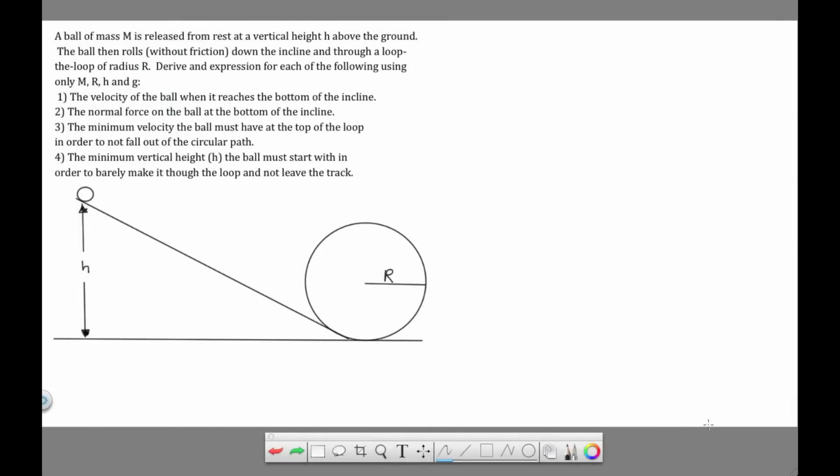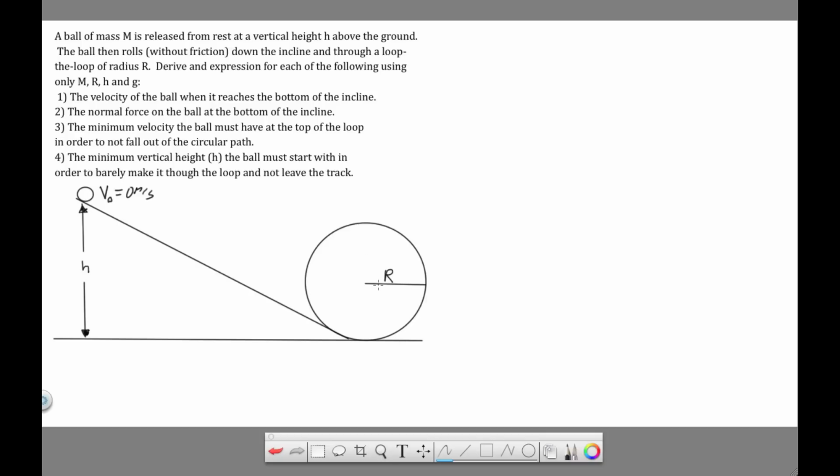Okay, so here we have a ball of mass m being released from a vertical height h from rest, so v initial is 0, and the ball rolls down the incline and then goes through this loop. So this is a circular motion problem, and we're given the radius of the loop as r.